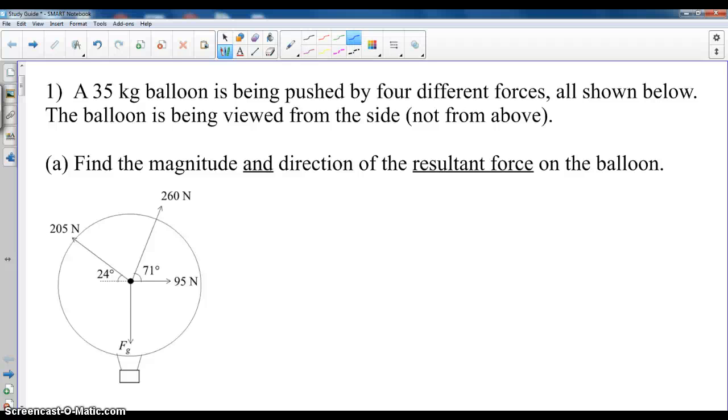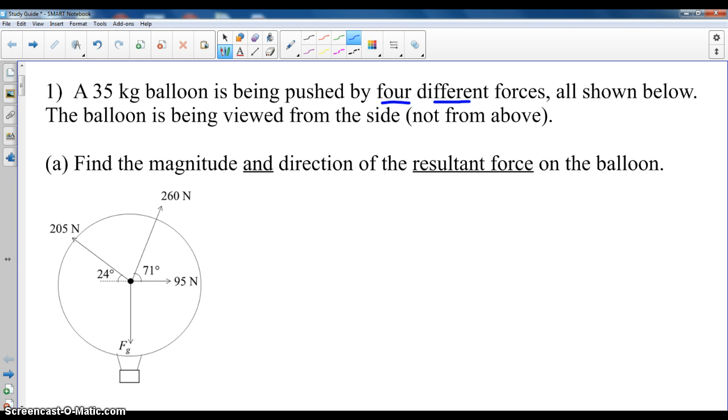Okay, welcome to this video. We are going to look through all of our study guide problems and solve them, and we'll see how quick these problems can be. We have a 35 kilogram balloon, which is being pushed by 4 different forces. These are all different forces shown below.